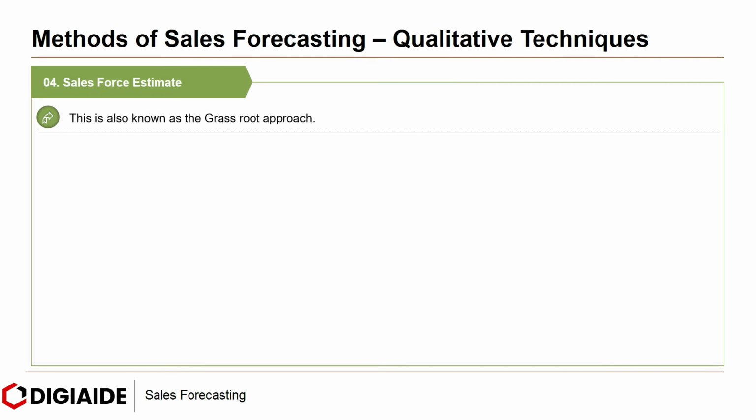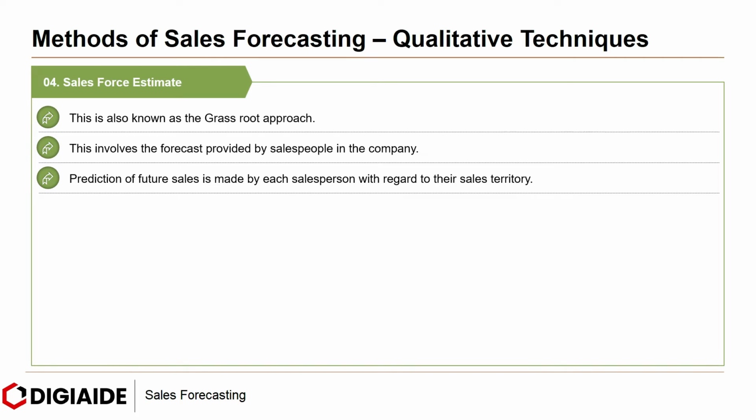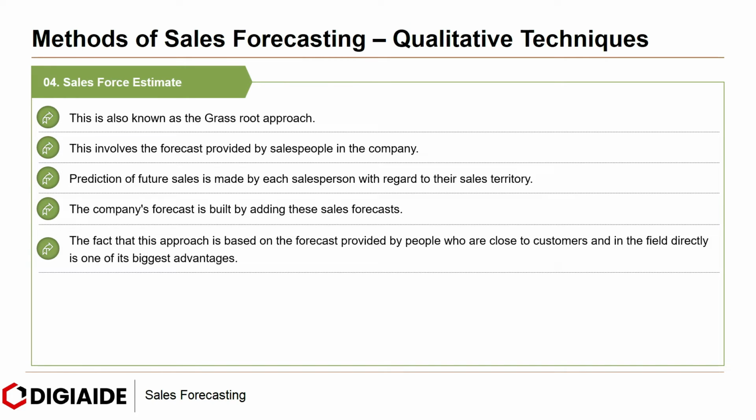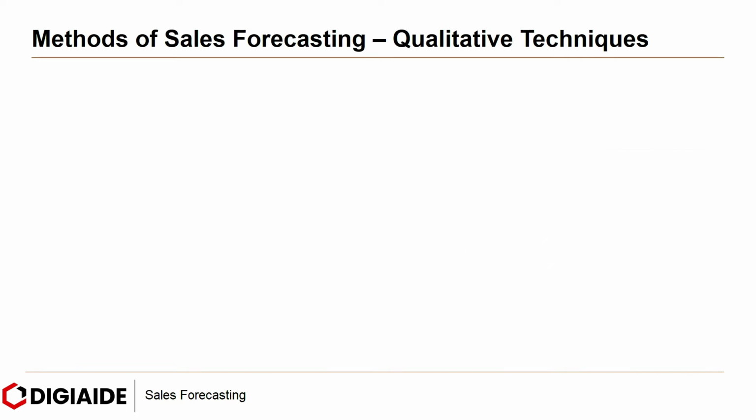This is also known as a grassroots approach. This involves the forecast provided by salespeople in the company. Prediction of future sales is made by each salesperson with regard to their own sales territory. The company's forecast is built by adding the sales forecasts. The fact that this approach is based on forecasts provided by people who are close to customers and in the field directly is one of its biggest advantages. On the other hand, if this forecast is used to fix the salesperson's target, the forecast may end up being underestimated. The fifth method, sales hierarchy estimate.